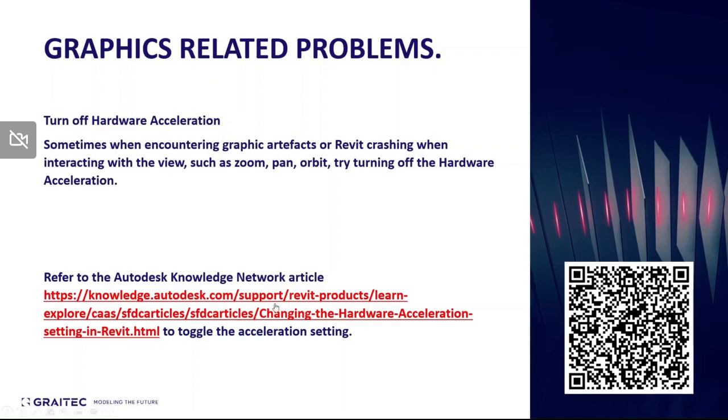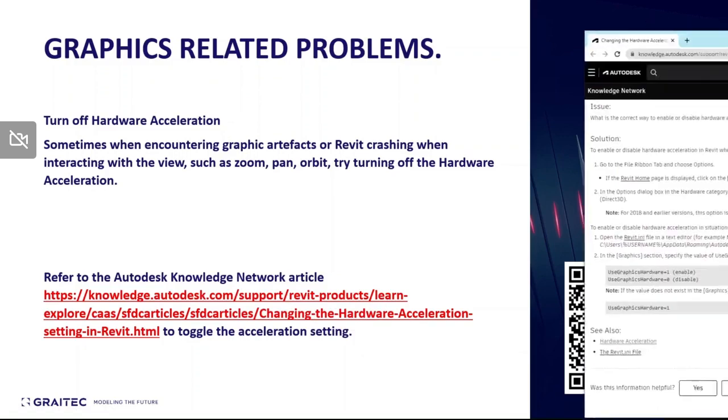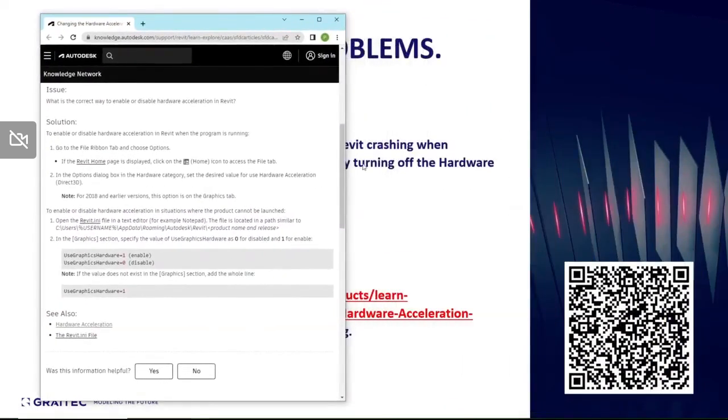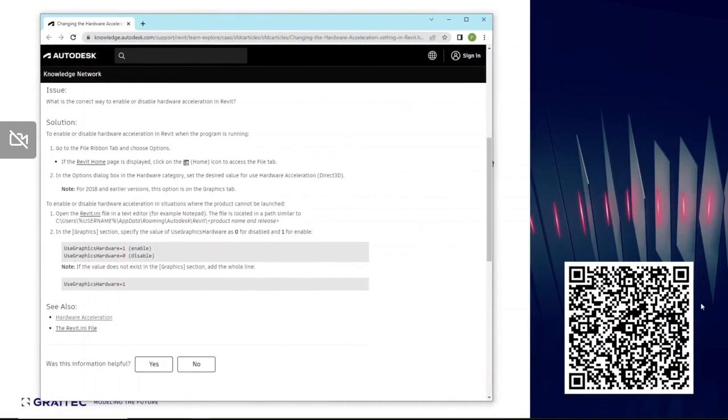There is a link here which will explain how you can turn off the hardware acceleration if you're not familiar with that. So again, don't forget about the QR codes to gain access to all of these links.